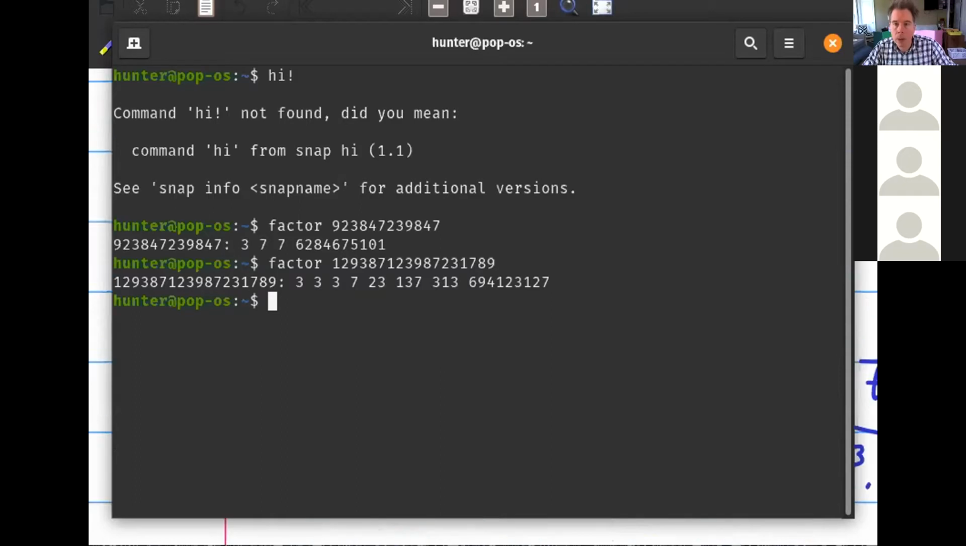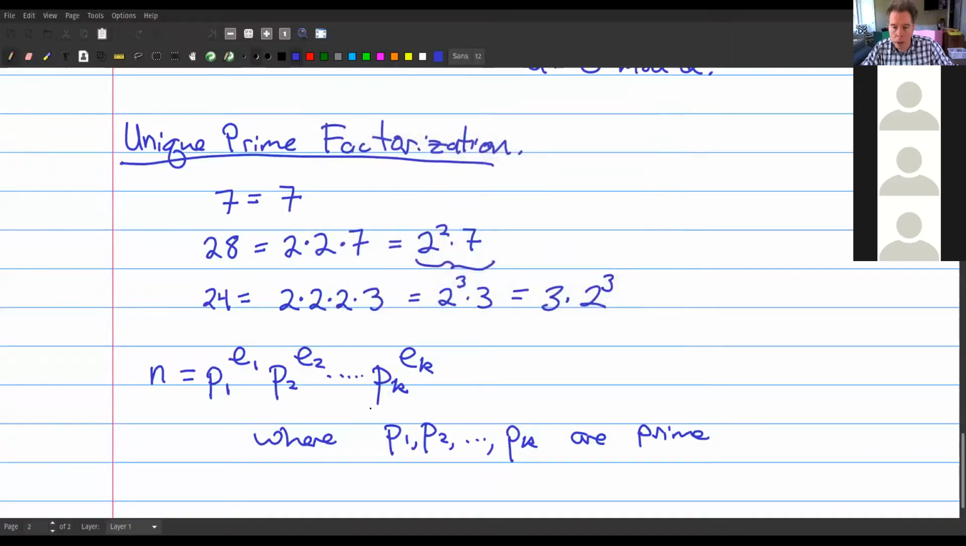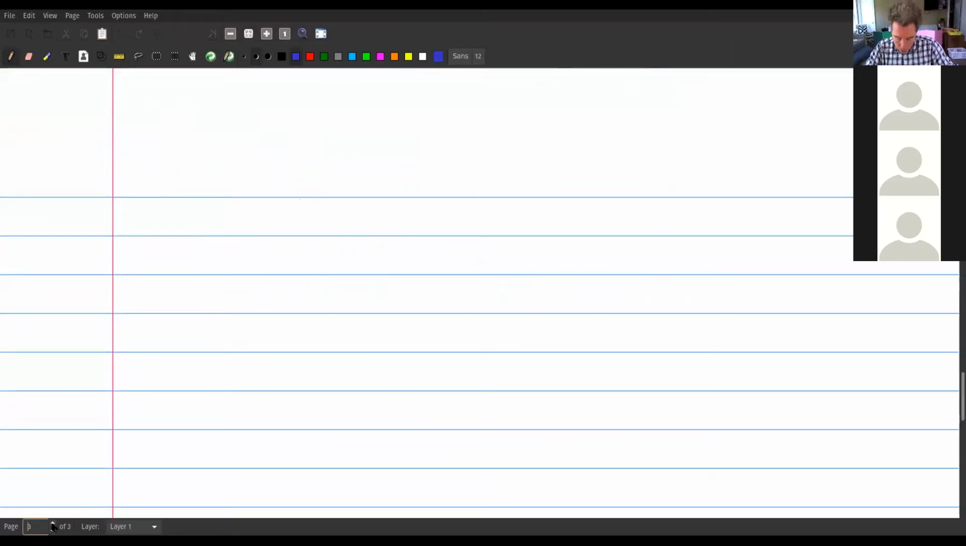So now we're going to go back to this little notebook, and we'll start a new page. And let's talk about divisors.